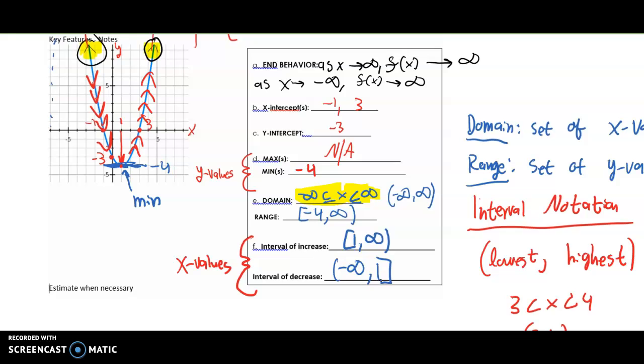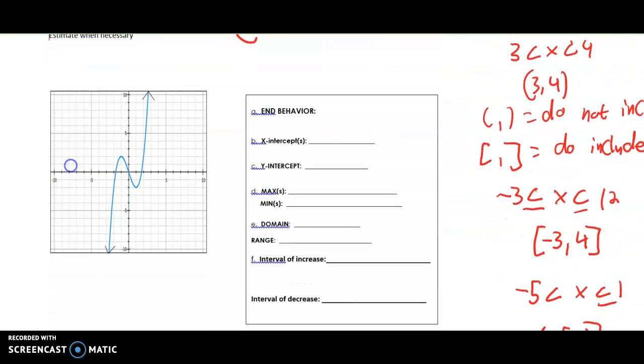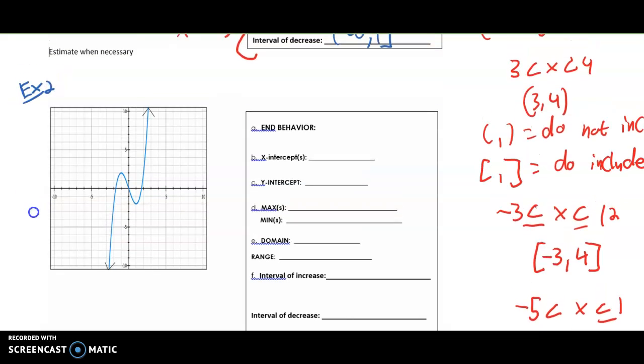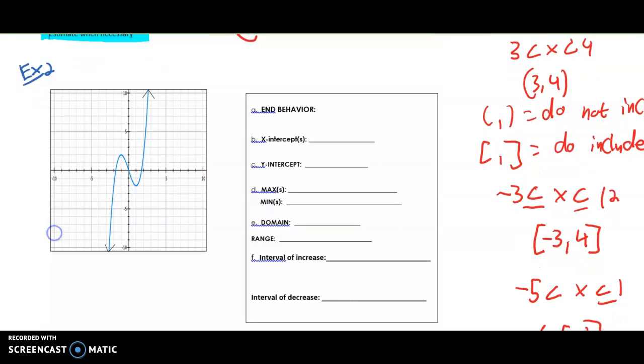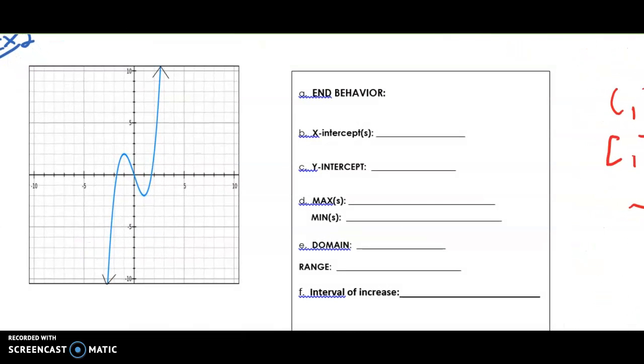Wonderful. Let's do one more example. So this is our second and final example. You should pause here and do a sketch of the graph. Notice we're going to estimate when necessary. So we can call, for example, we can call these just negative 2 and 2. So pause here, sketch your graph. Okay, we're back. Let's do end behavior.